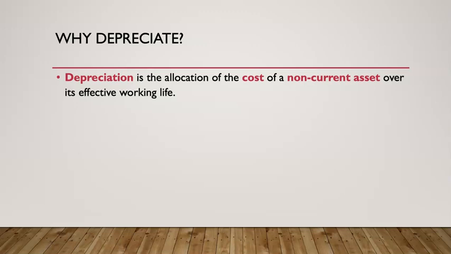So why do we depreciate? We know that depreciation is an allocation of the cost of our asset, and we know how to calculate that now, of a non-current asset over its effective working life. Now, this is unique to non-current assets because we know we hold them for many years. So it makes sense that we recognize each year that some part of its value has been used up. So why do we depreciate? What's the point of this?